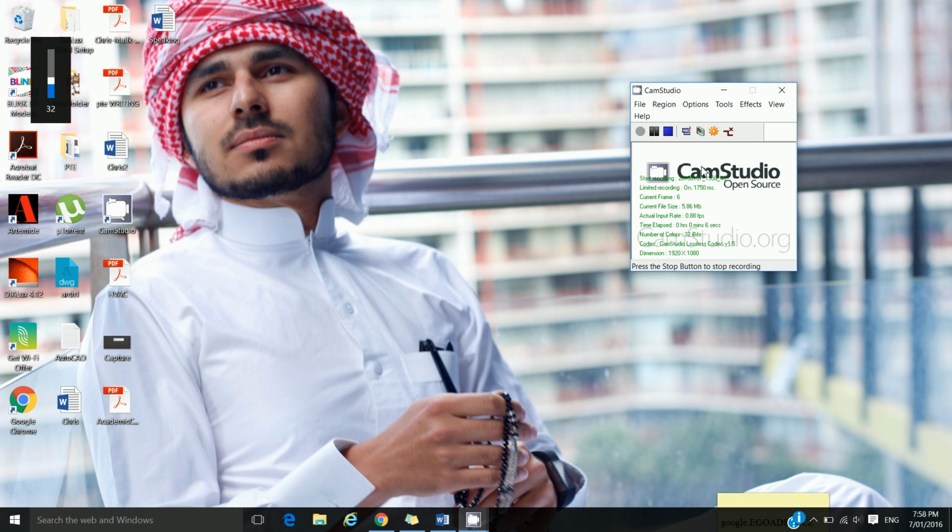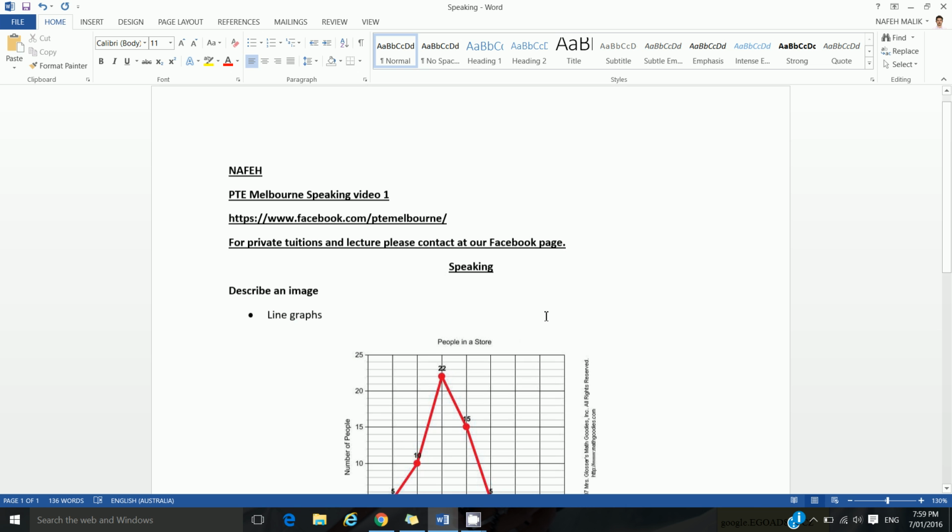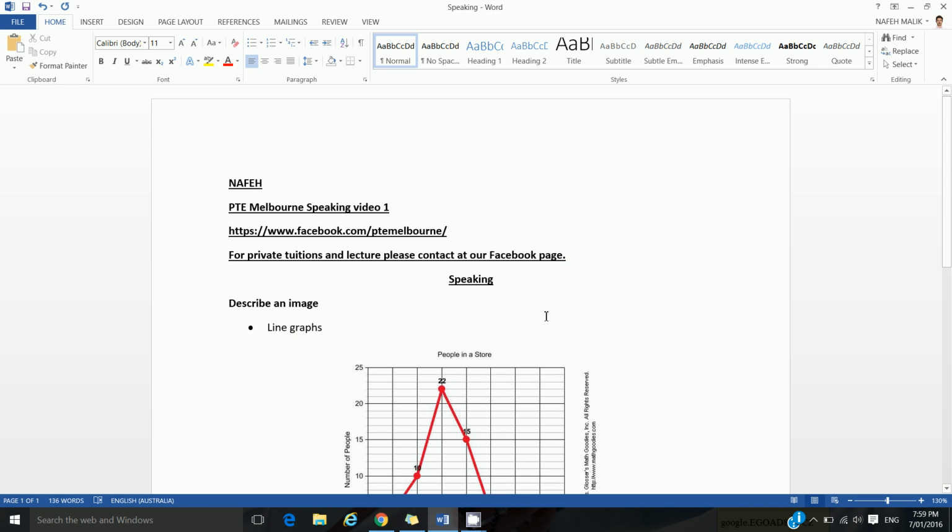Today I wanted to do a lecture on speaking. PTE speaking has got many parts. The most important part where my students, or generally students, struggle a lot is the describe image part. So the describe image part has many different images. There are different categories of images. But today, the image category that we are going to talk about is line graphs.